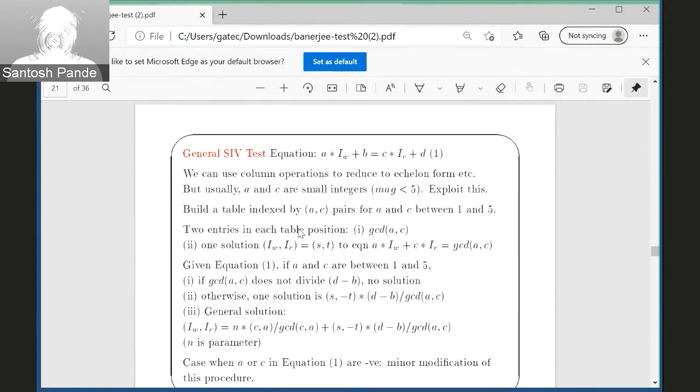Now we looked at strong and weak. Now the general SIV test, which is something like this: AI plus B is equal to CI plus D. And there are multiple approaches to deal with these things.